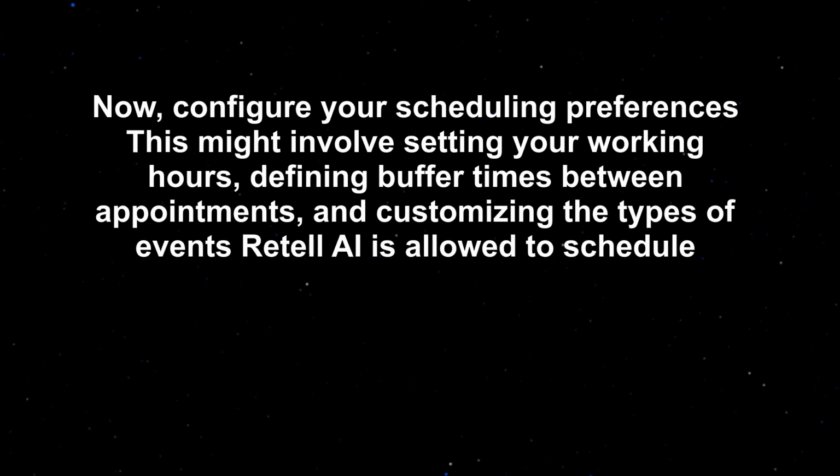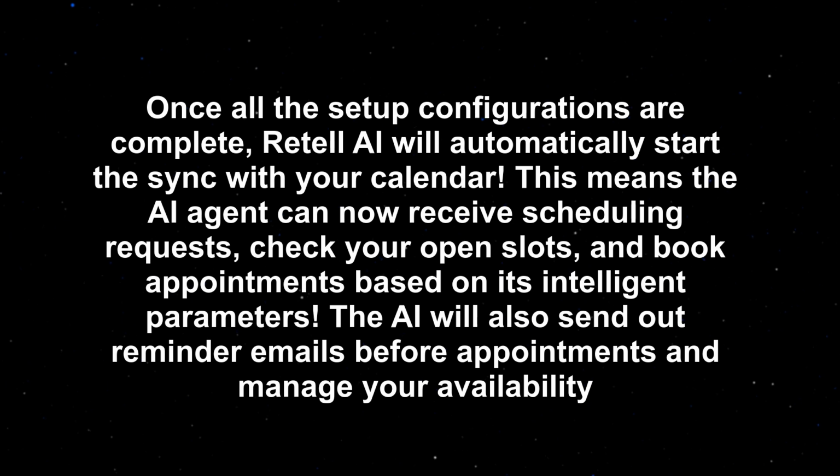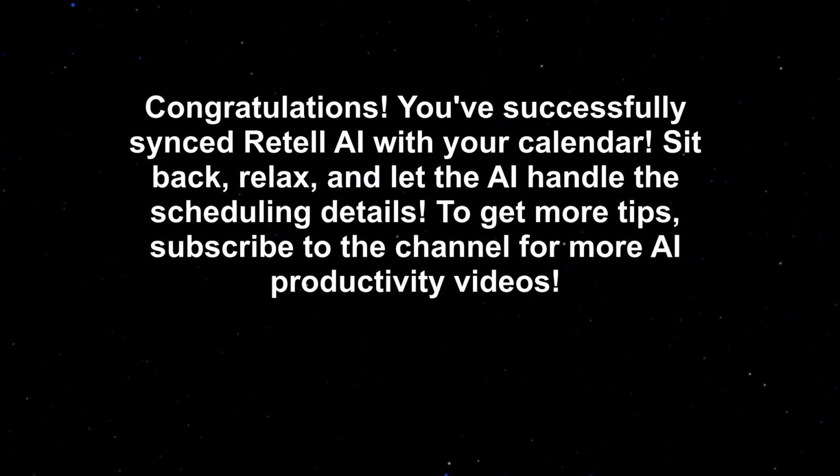Now, configure your scheduling preferences. This might involve setting your working hours, defining buffer times between appointments, and customizing the types of events Retell AI is allowed to schedule. Once all the setup configurations are complete, Retell AI will automatically start the sync with your calendar. This means the AI agent can now receive scheduling requests, check your open slots, and book appointments based on its intelligent parameters. The AI will also send out reminder emails before appointments and manage your availability.